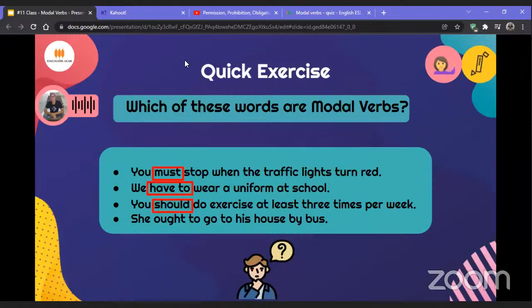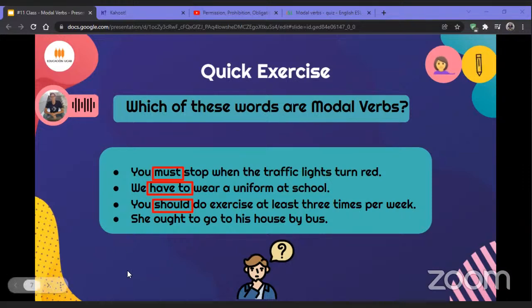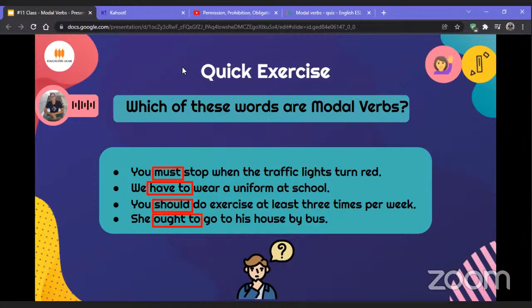And then we will have Leticia again. Just one more time with the last one. She ought to go to his house by bus. And the modal verb is... Ought to. Great job. It's almost the same as have to, okay? Those structures need the to to make sense. So great job. Any questions in here?